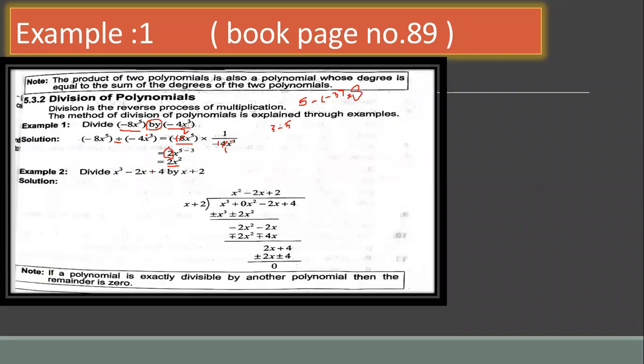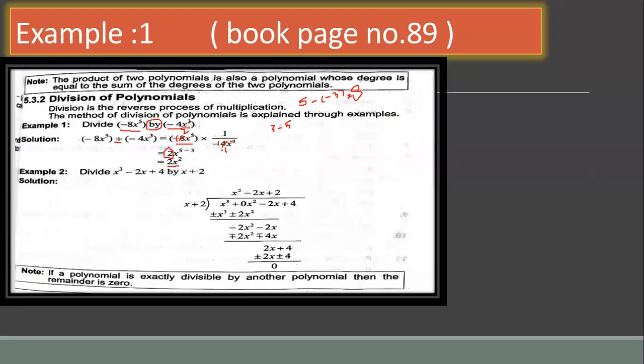Again, students, just check it out. We are going to divide minus 8x^5 by minus 4x^3. Now, minus 8x^5 divided by minus 4x^2. Now what I will do, first of all, I will consider the signs.